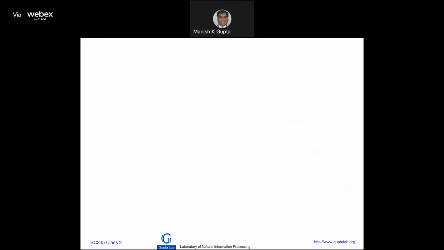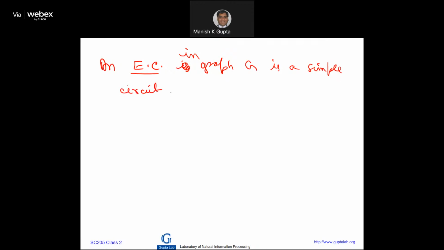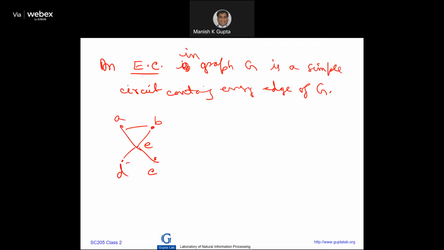So let me give you the definition. An Euler circuit in a graph G is a simple circuit containing every edge of G. Every edge of G. So let us look at an example. A, B, C, D, E. This is a graph.